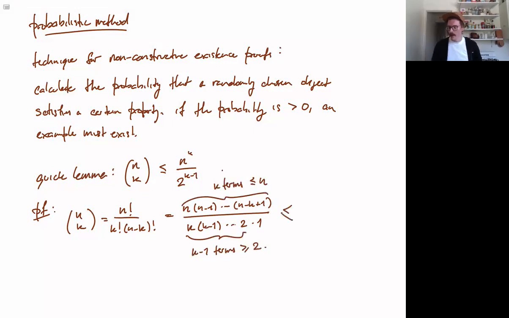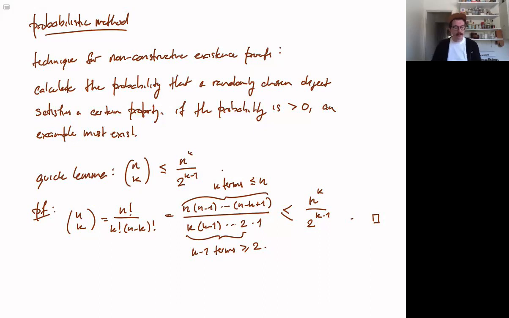So we can get an upper bound by replacing all these terms with n's and all these terms with 2's, and we get n to the k divided by 2 to the k minus 1. All there is to it. Just to note that on the top, these terms are at most n, so we're making them bigger, which makes the result bigger. And on the bottom, they're at least 2, so we're making them smaller, which again makes the result bigger, since they're in the denominator. So that's a little technical lemma that we're going to need.